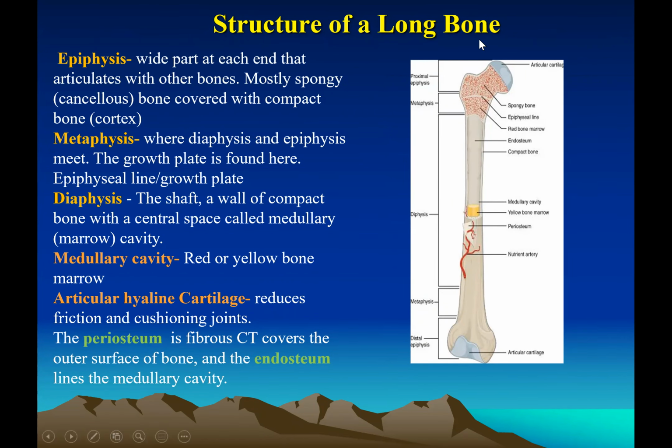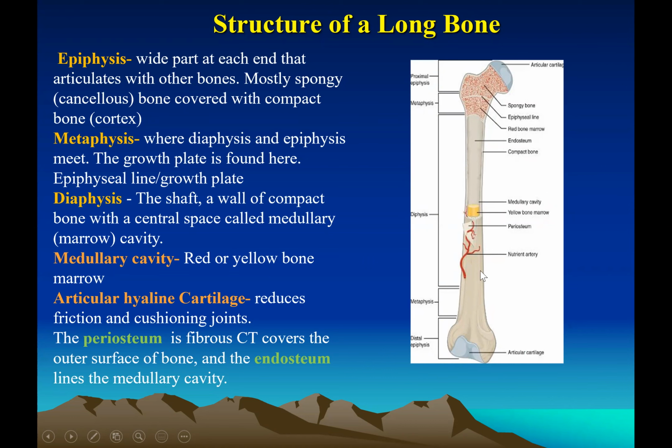This is the structure of a long bone. So here's a femur. And see the swollen, wide ends of the bone are called epiphysis. Epi means on top of. So the ends of the bone are called epiphysis. It's the wide part, followed by a region called metaphysis. You can see metaphysis here, right next to it. And the shaft of the bone is called diaphysis.